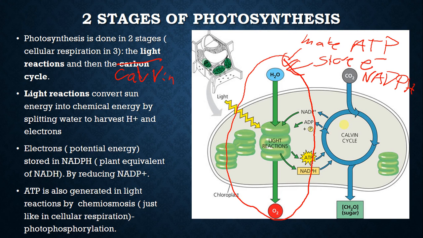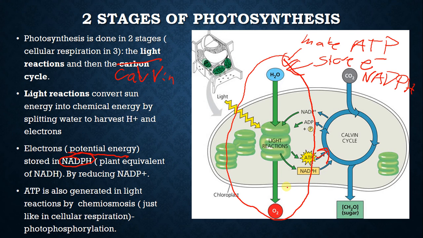Light reactions convert sun energy into chemical energy by splitting water to harvest the H+ and electrons. And the electrons, remember, just like in cellular respiration, those are our energy, stored in NADPH. That's like the plant equivalent of NADH. ATP is also generated by the light reactions because we're going to need ATP to input energy into the Calvin cycle to form glucose sugar.